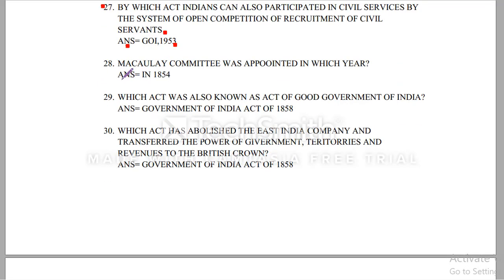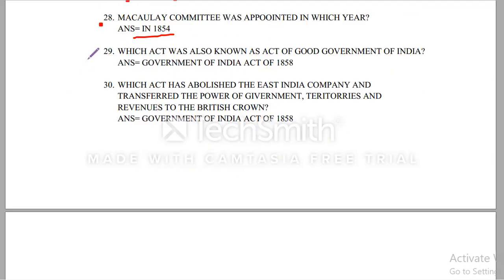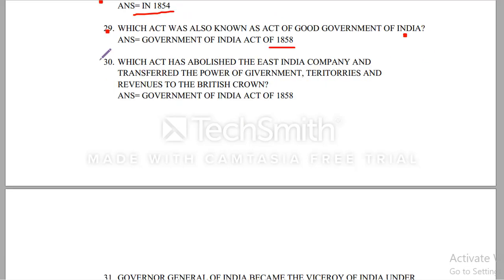Next question. Macaulay Committee was appointed in which year? Macaulay Committee was appointed in the year 1854. Next question. Which act was also known as Act of Good Government of India? Answer is Government of India Act of 1858. Government of India Act of 1858, also known as Act of Good Government of India.